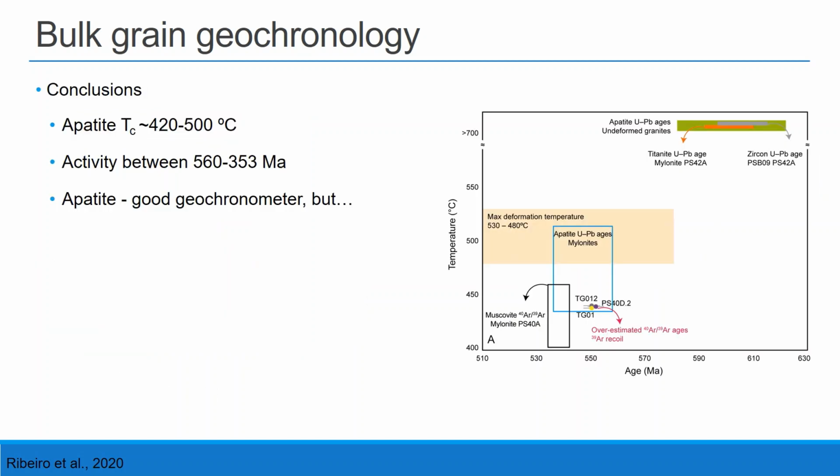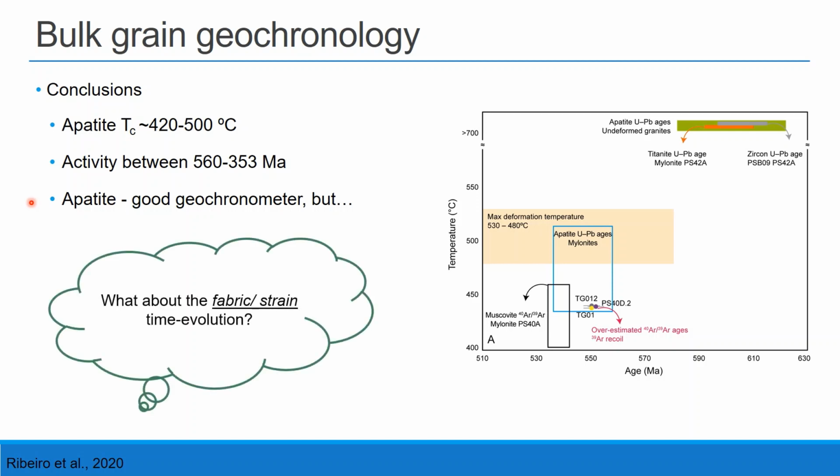So the conclusions of my paper is that apatite is actually able to reset the U-Pb system at conditions between 420 to 500 degrees, which gives us a time estimate for the shear zone between 560 to 535 million years when we couple this to the argon-argon results that we have. So the conclusion is that apatite is actually a very good geochronometer for medium grade shear zones. And I'm not the first person to say this anyway.